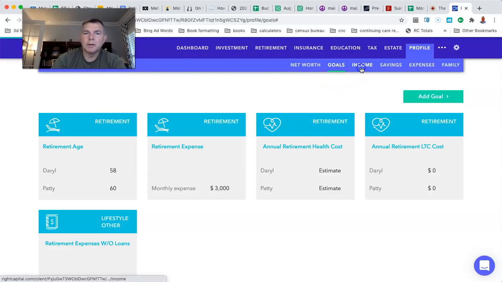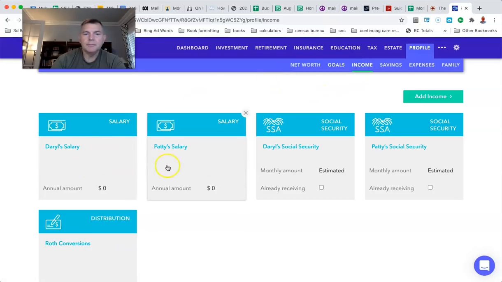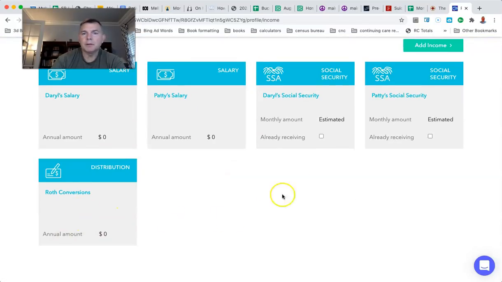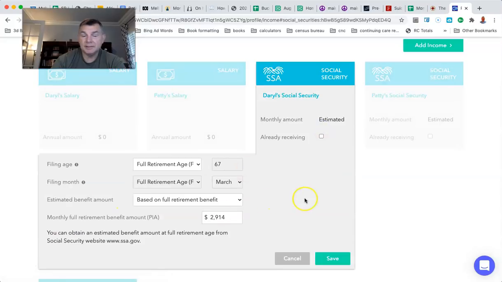All right, so let's go to income. They have no salary, nothing. We got a box for Roth conversions. We got Social Security at 67.